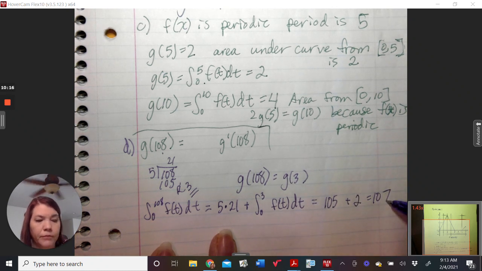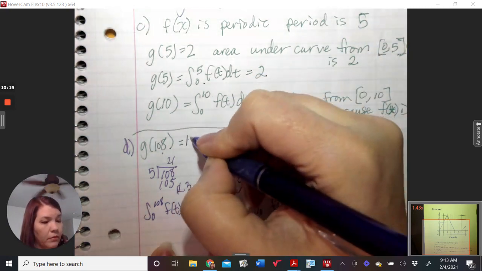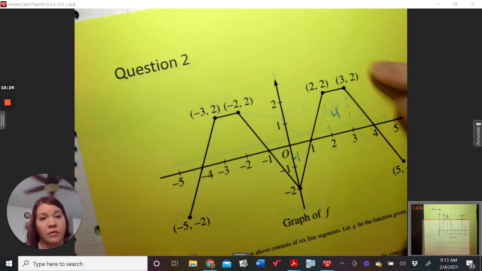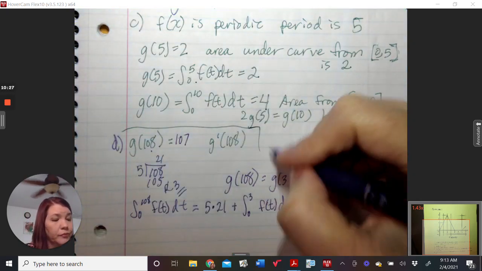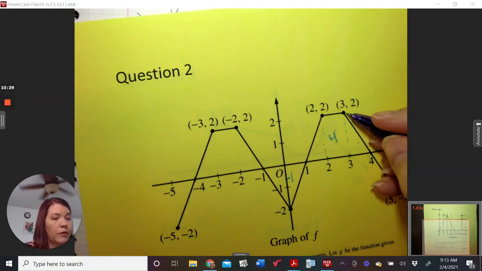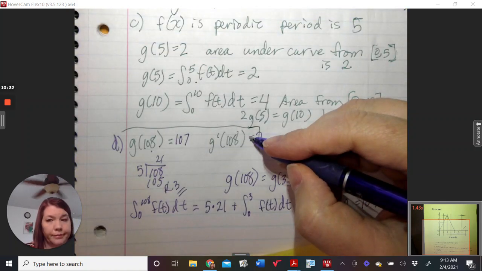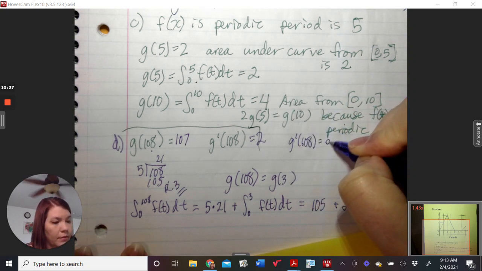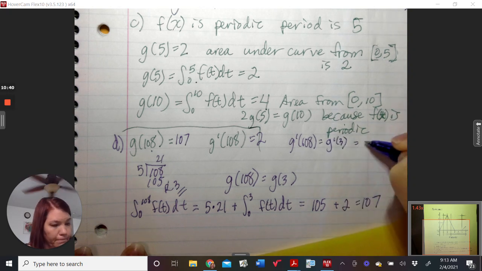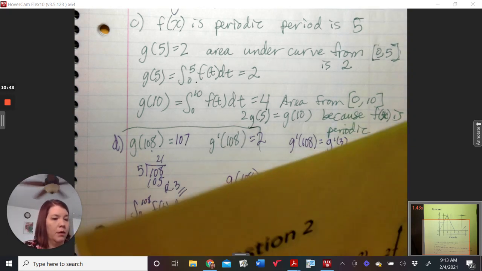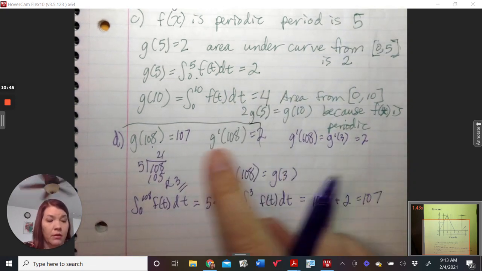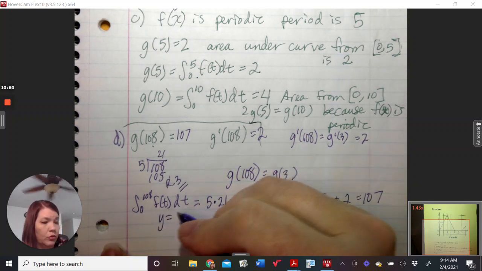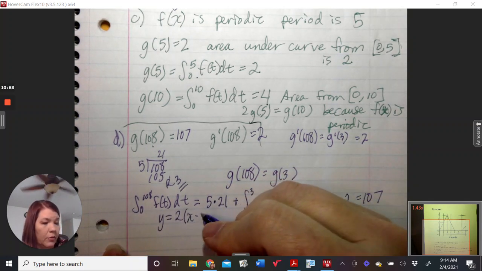So that's g. G prime will be the derivative, which is the value of the function, which is 2. The value of the function is 3. Okay. And so now I have everything I need. I have the input, output, and my slope. So my tangent line will be y equals 2 times x minus 108 plus 107.